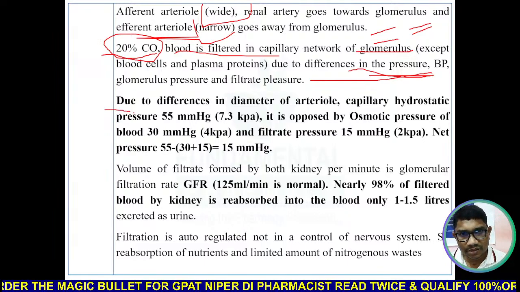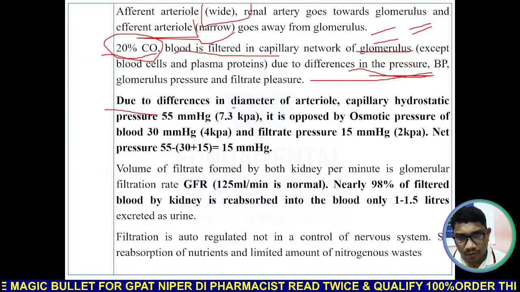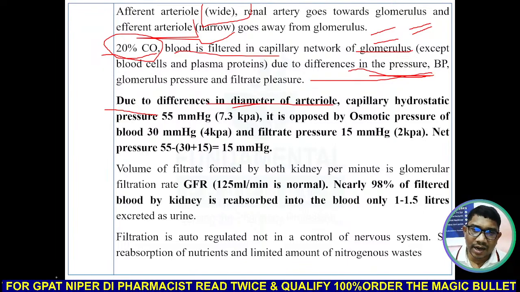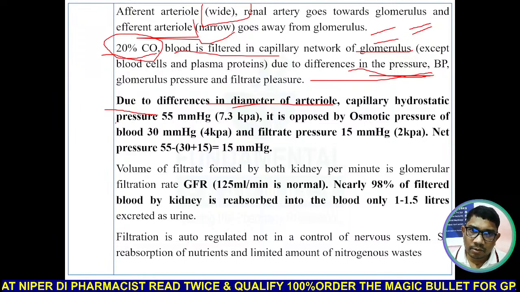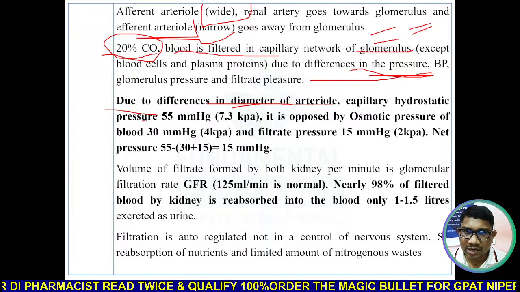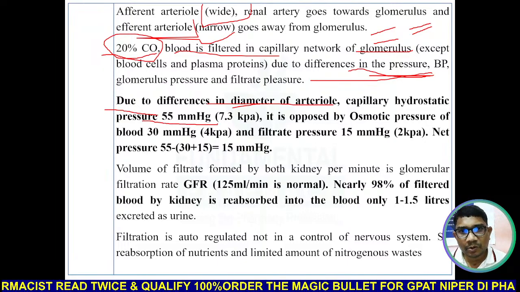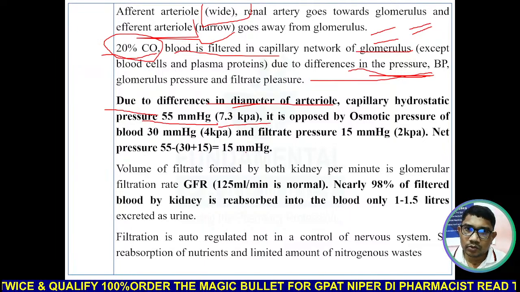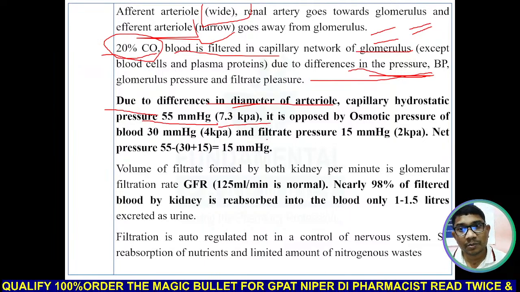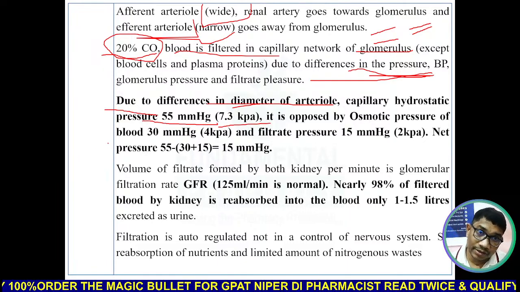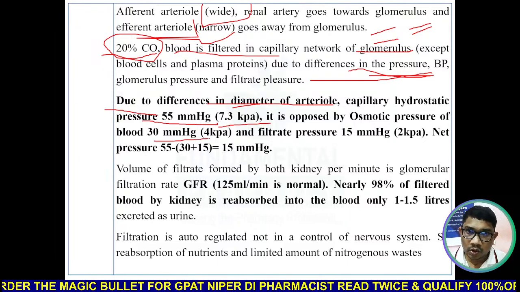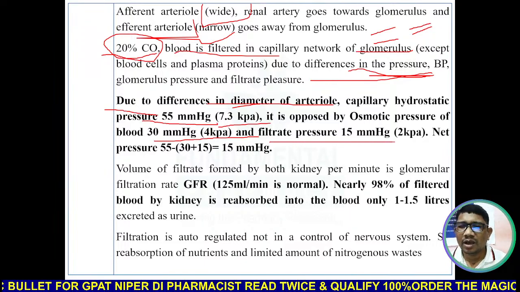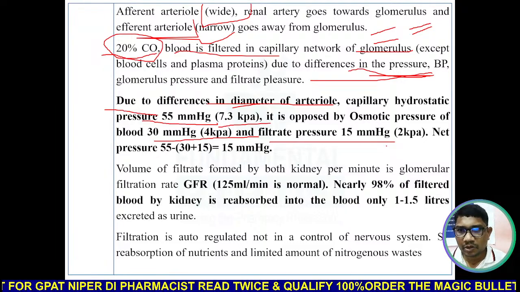Now due to difference in the diameter of arterioles, capillary hydrostatic pressure of 55 mm of Hg is created in the capillary, which is 7.3 kPa. Now this hydrostatic pressure is opposed by the osmotic pressure of blood. Osmotic pressure of blood is 30 mm of Hg, which is 4 kPa, and filtrate pressure is 15 mm of Hg, mercury millimeter.